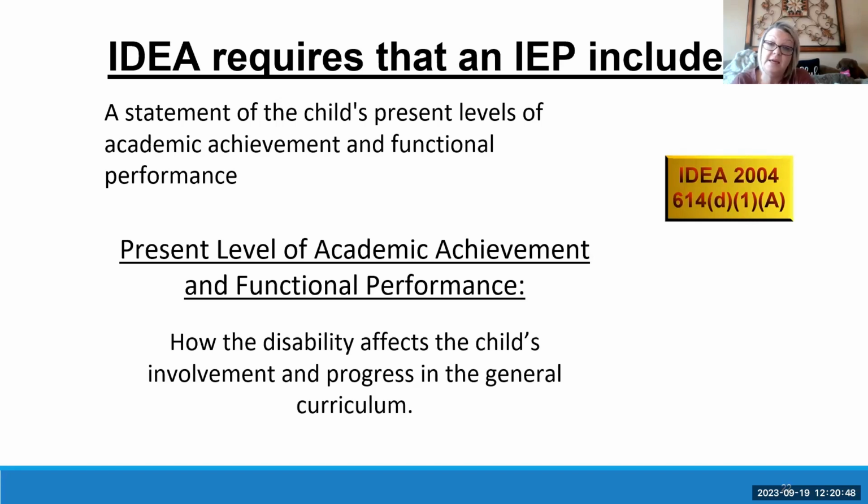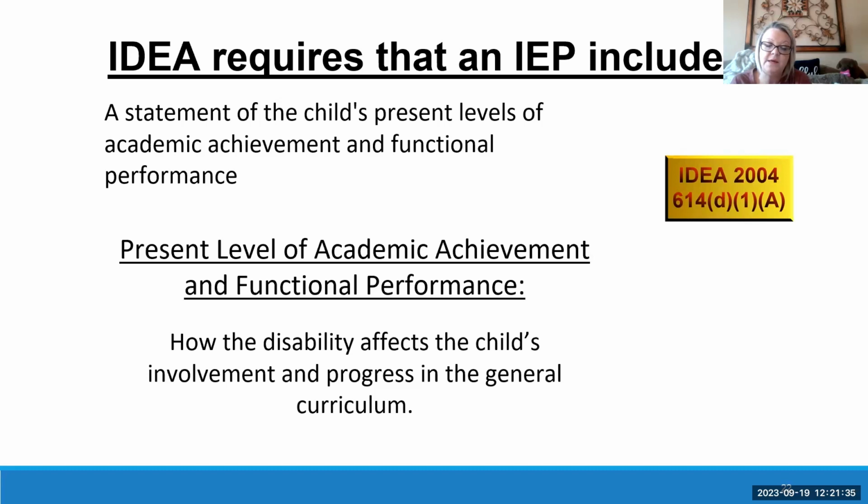IDEA requires that an IEP includes present levels of academic achievement and functional performance. IEP meetings are held and the IEP is written. The IEP team gathers to talk about the child's needs and write the student's IEP. Parents and the student, when appropriate, are part of the team. If the child's placement is decided by a different group, the parent must be part of the group as well. Before the school system may provide special education and related services to the child for the first time, the parent must give consent. The child begins to receive services as soon as possible after the meeting.